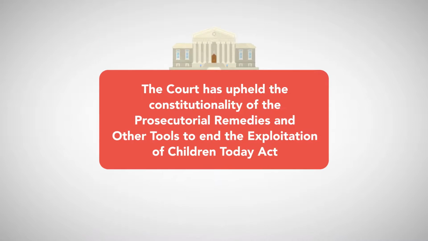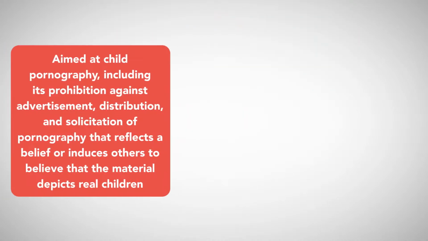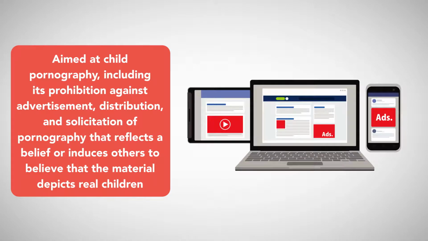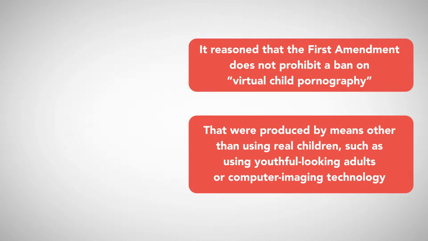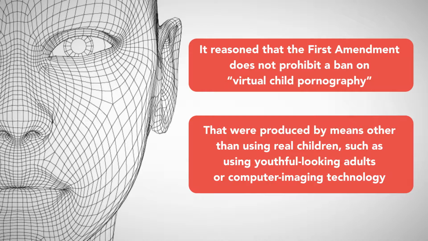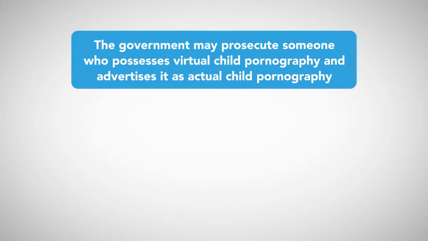On the other hand, the court has upheld the constitutionality of the Prosecutorial Remedies and Other Tools to End the Exploitation of Children Today Act, aimed at child pornography, including its prohibition against advertisement, distribution, and solicitation of pornography that reflects a belief or induces others to believe that the material depicts real children. It reasoned that the First Amendment does not prohibit a ban on virtual child pornography that appears to depict minors, but were produced by means other than using real children, such as using youthful-looking adults or computer imaging technology. The government may prosecute someone who possesses virtual child pornography and advertises it as actual child pornography.